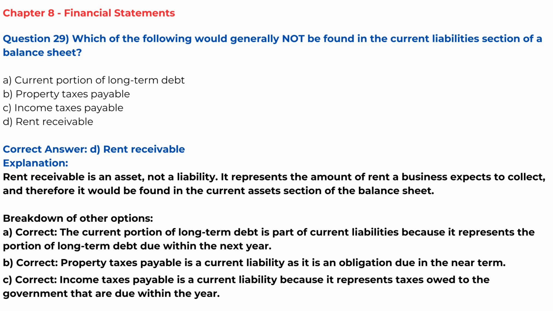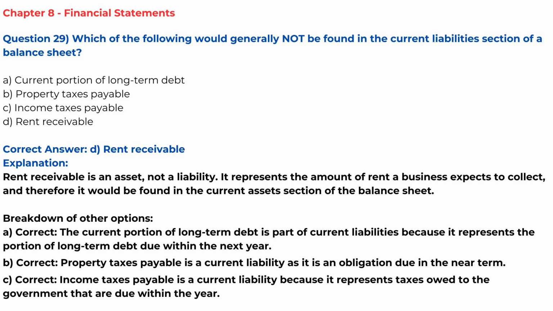Question 29. Which of the following would generally not be found in the current liabilities section of a balance sheet? Correct answer, D. Rent receivable. Explanation. Rent receivable is an asset, not a liability. It represents the amount of rent a business expects to collect, and therefore it would be found in the current assets section of the balance sheet.